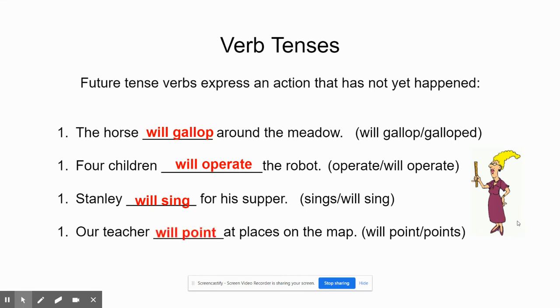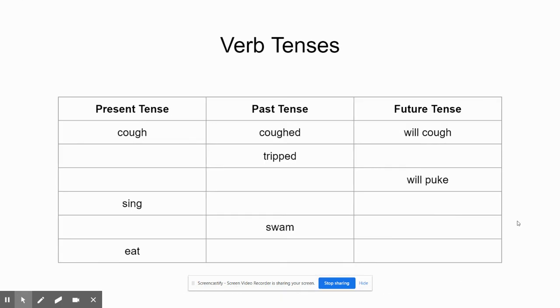Will point is the future tense verb that we need. Remember, scholars, future tense verbs express an action that has not yet happened. It will be happening, but it hasn't happened yet. Let's take a look at this verb tense chart.